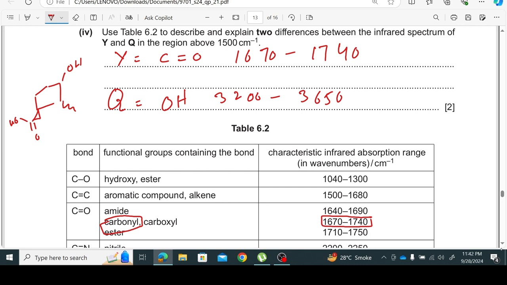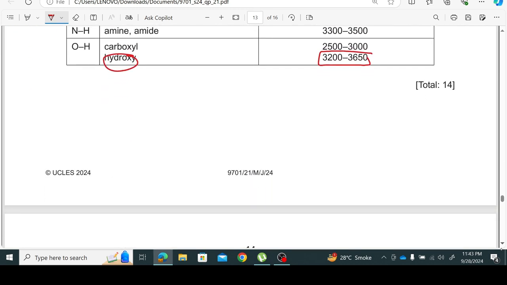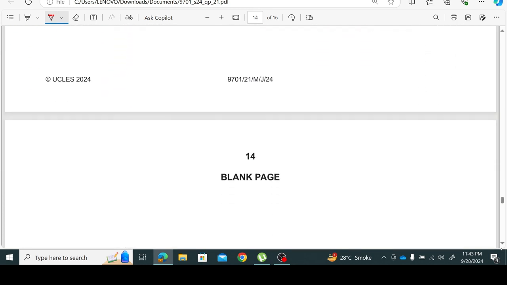Y doesn't contain an OH group. Y doesn't contain this. Okay, so I think your paper is over.